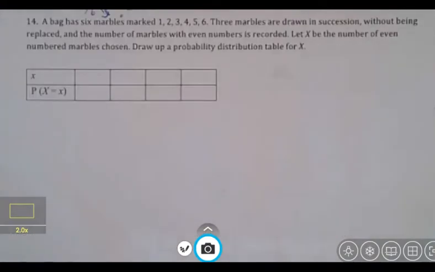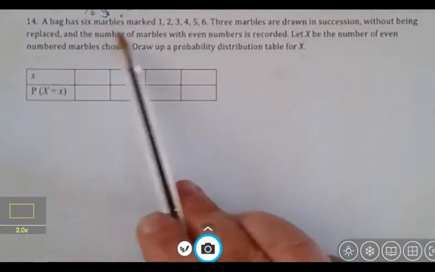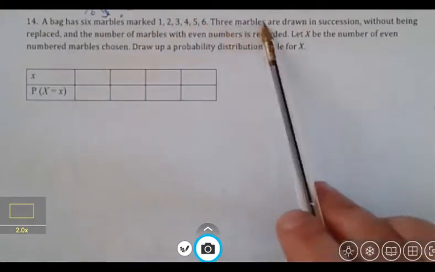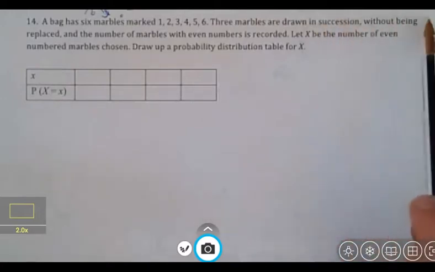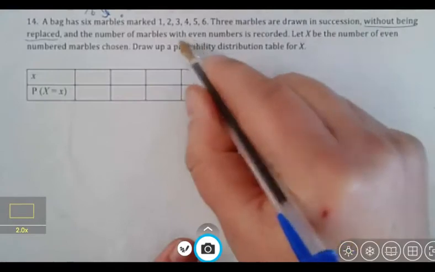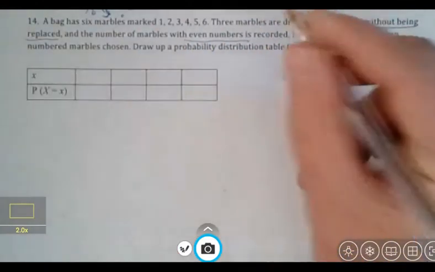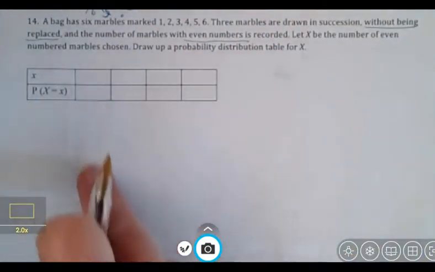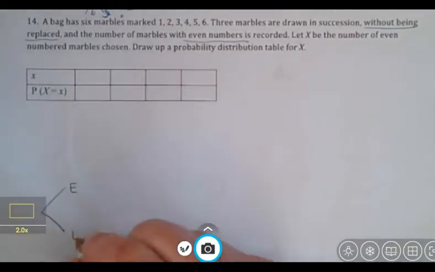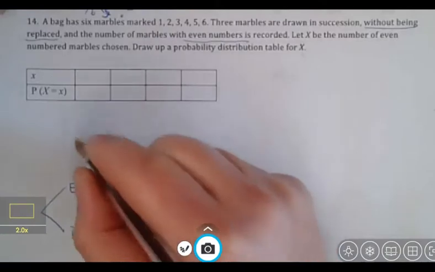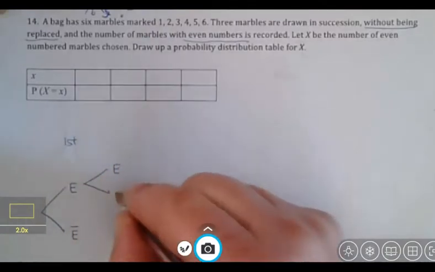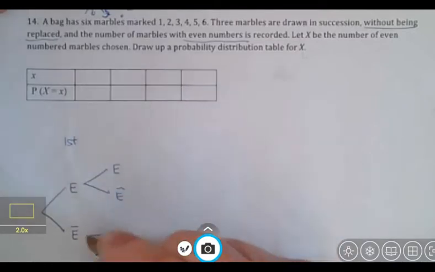Okay, now a bag has 6 marbles, marked 1, 2, 3, 4, 5, and 6. 3 marbles are drawn in succession without being replaced. And the number of marbles with even numbers is recorded. So we're not going to do 1, 2, 3, 4, 5, 6. We're just going to put whether it is even or not even. Okay, so that's our first marble. And then we've got our second marble, whether it's even or not even.